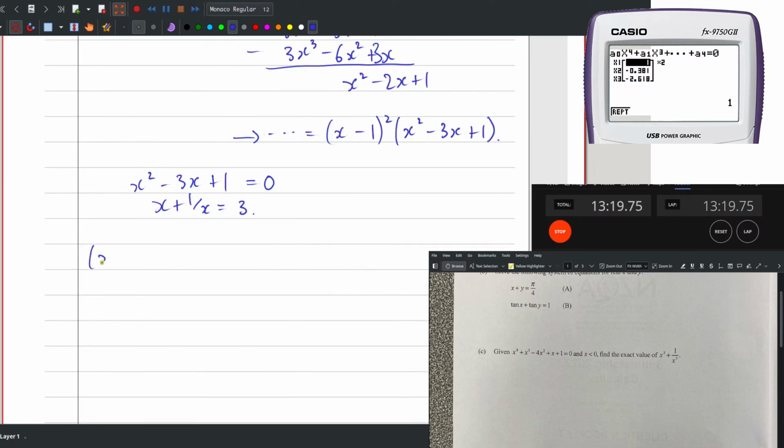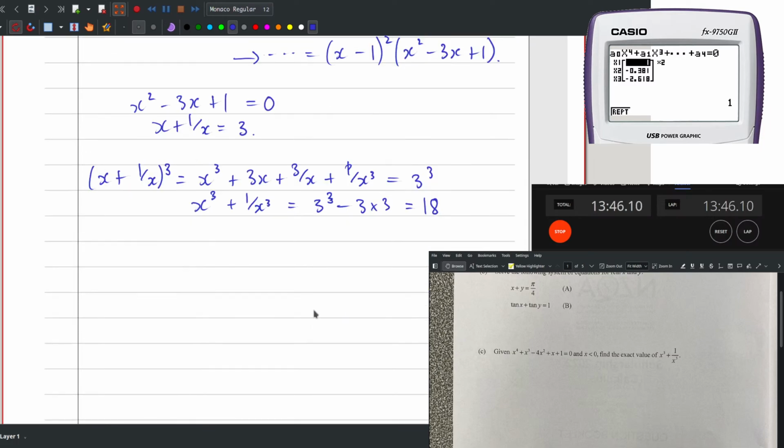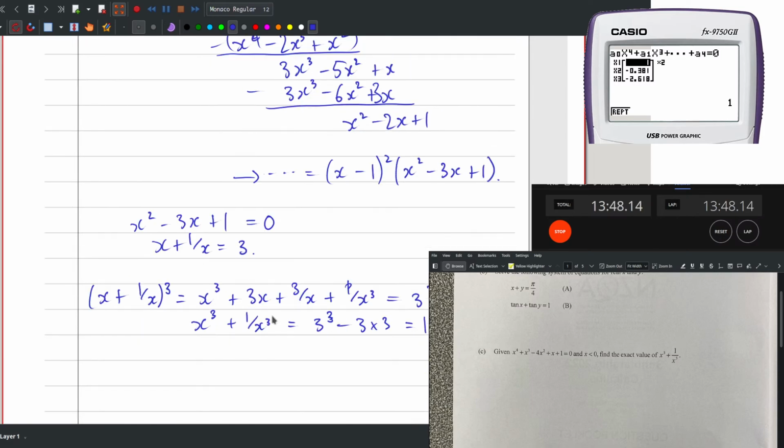And then now you just need to expand this, and you get x cubed plus 3x plus 3 on x plus 1 on x cubed, which is equal to 3 cubed. So x cubed plus 1 on x cubed equals 3 cubed minus 3 times 3, which is 18, I think. Okay, so yeah, so let's check this.